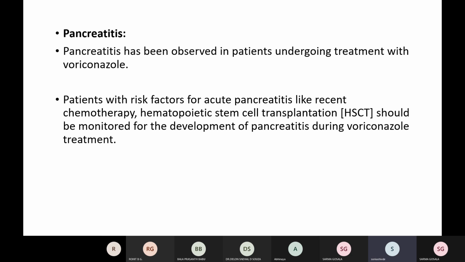Coming to pancreatitis, pancreatitis has been observed in patients undergoing treatment with voriconazole. Patients with risk factors for acute pancreatitis, like if they have received chemotherapy like L-asparaginase, or hematopoietic bone marrow transplantation, should be monitored for development of pancreatitis. Look for abdominal pain, and serum monitoring of serum lipase and amylase should be there.